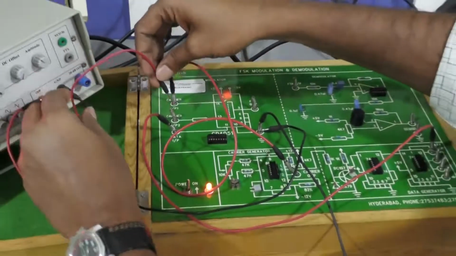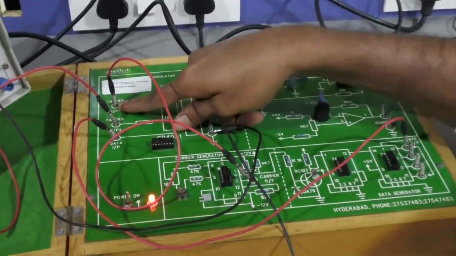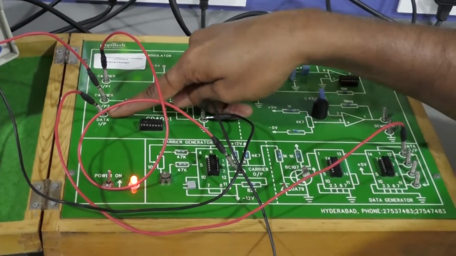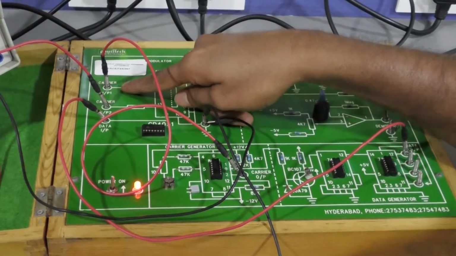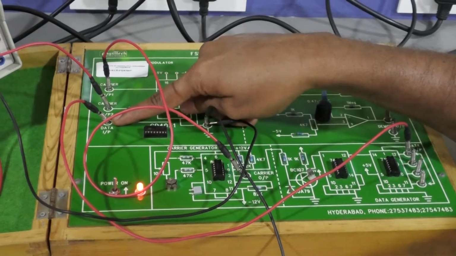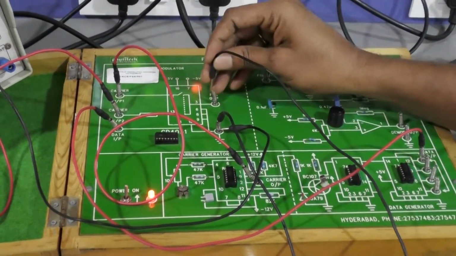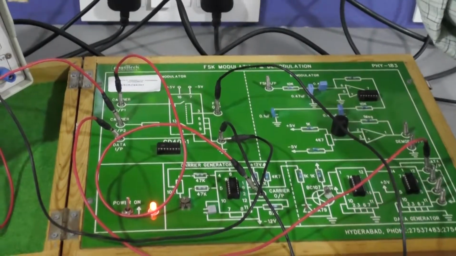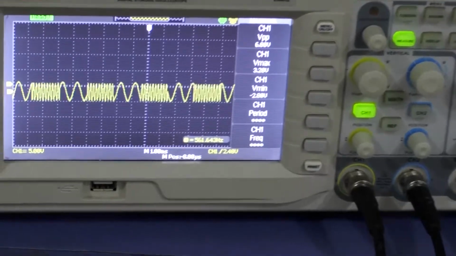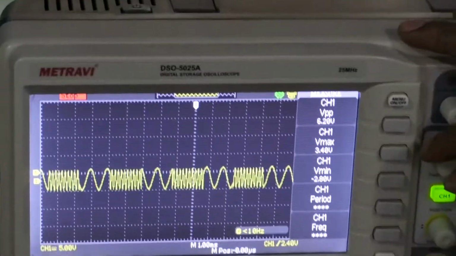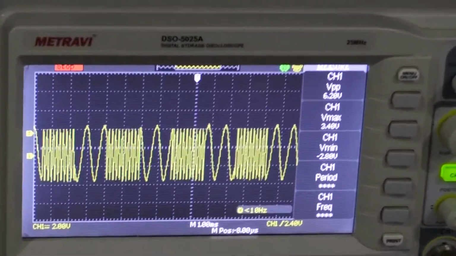So here I am applying the low frequency signal. This is the high frequency signal, this is the low frequency signal, and this is the data signal. After applying the two carrier signals, these two are multiplied with data, and we will get the output as a frequency shift keying. Now here you can observe the values of the frequency shift keying.